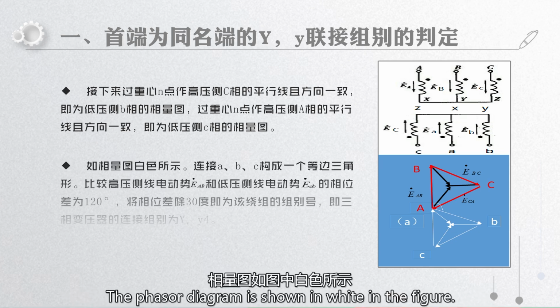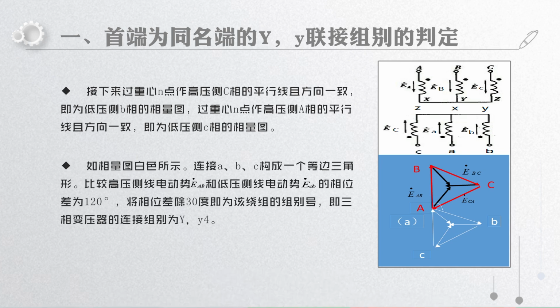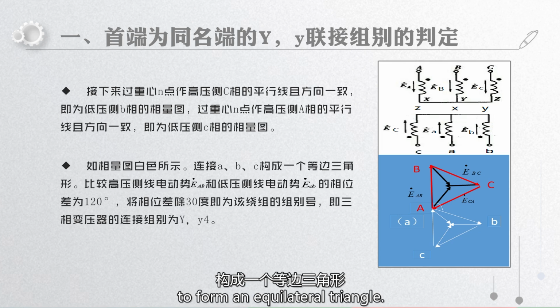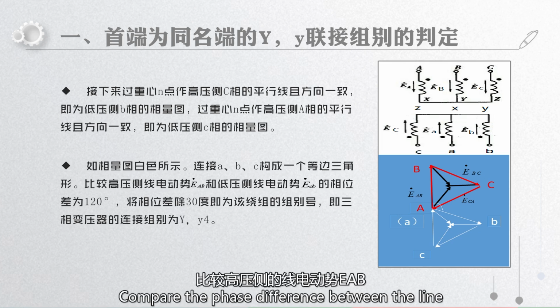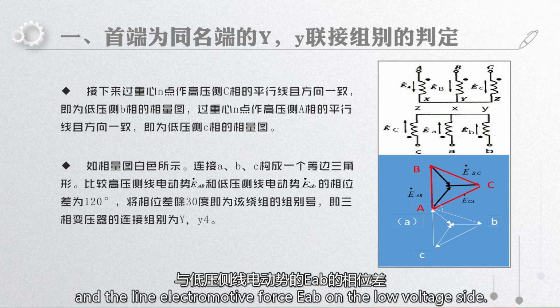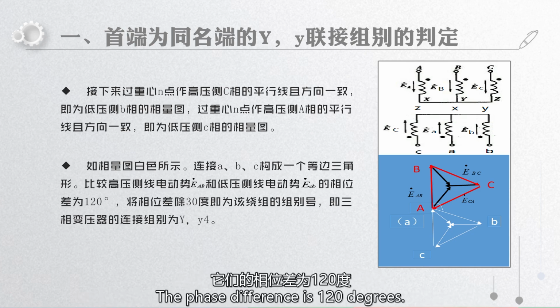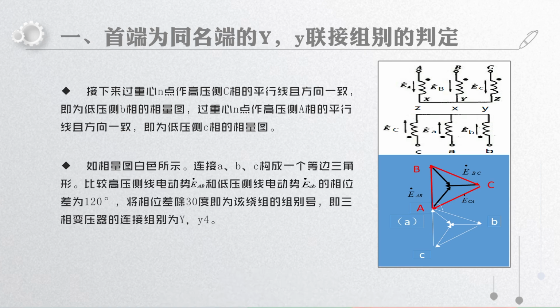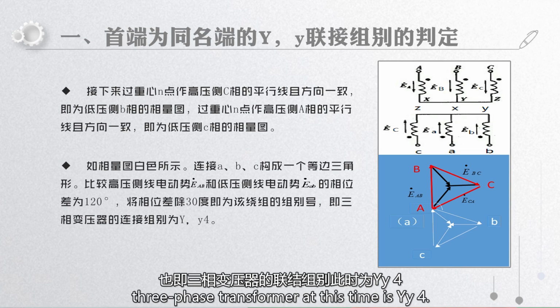The phasor diagram is shown in white in the figure. Connect points A, B, C to form an equilateral triangle. Compare the phase difference between the line electromotive force EAB on the high voltage side and the line electromotive force EAB on the low voltage side. The phase difference is 120 degrees. Dividing the phase difference by 30 gives the connection group number. The connection group of the three-phase transformer at this time is YY4.